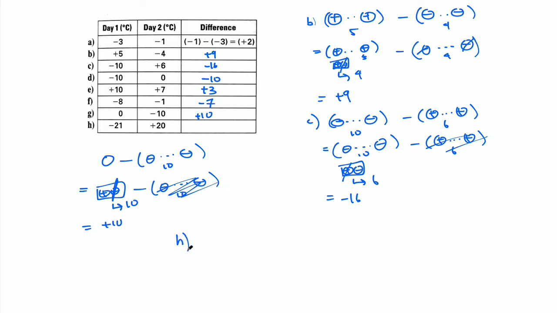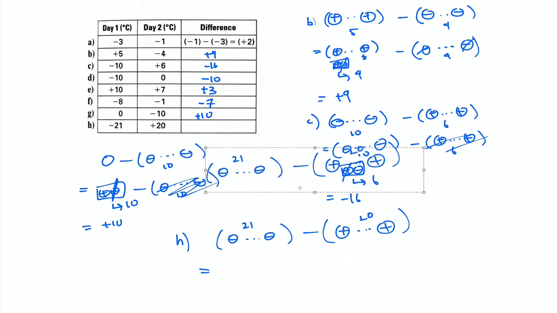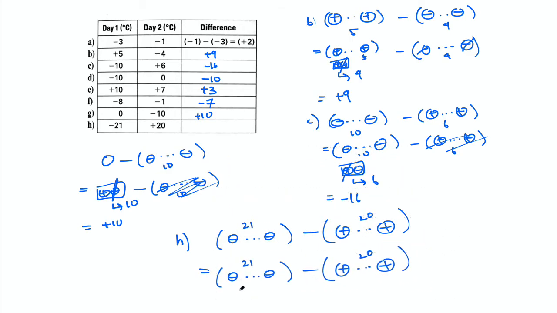As for H, right, we have 21 negative counters. Okay, and we want to take away 20 positive counters. We have no positive counters on this side, so what we need to do, right, we're going to keep everything the same, except we're going to add, right, so to this we're going to add 20. So we're adding 20 of the 0 counters to this.